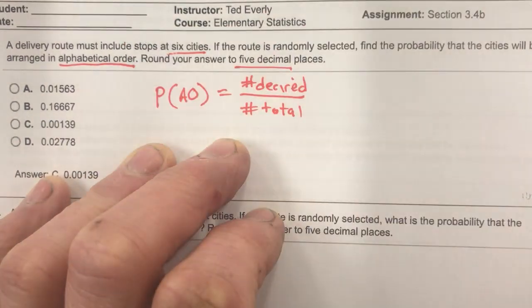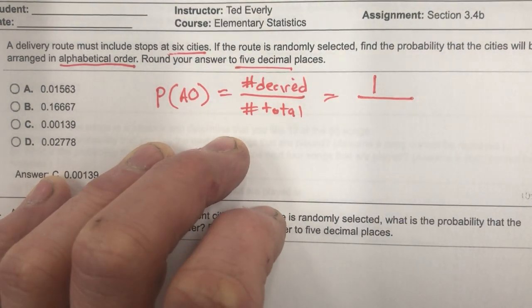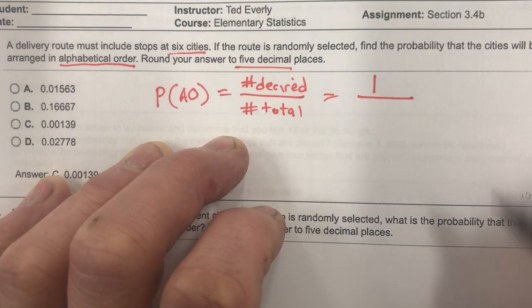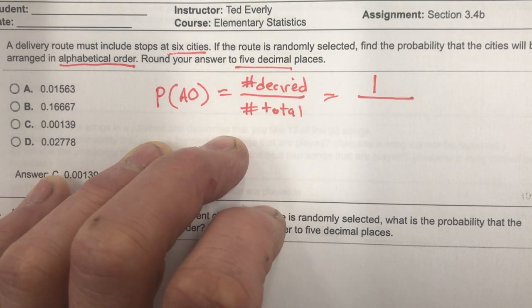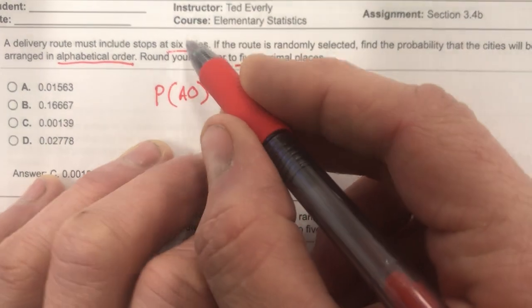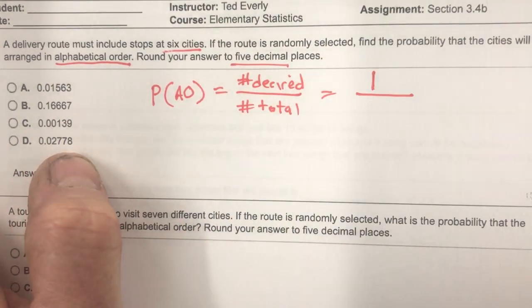in alphabetical order. Well, there's only one way that they can be in alphabetical order. There's only one way. You can't have A, B, and then D, and then C. It has to be A, B, C, and then D. So they have to be in order, and there's only one way to put these 6 cities in order. So on top, what's desired is there's only one of those.